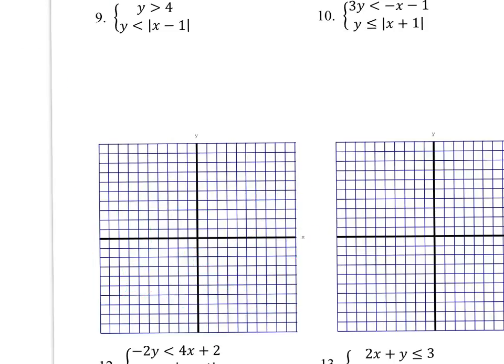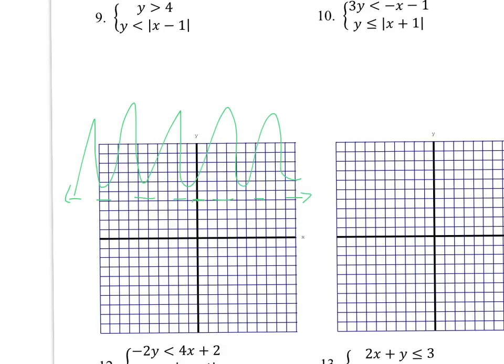Alrighty, next one. Y is greater than 4. So first I go 1, 2, 3, 4. Here's where y is 4. That tick mark goes left and right. This one should be dotted, because there's no line underneath, because it's not or equal to. So this one's a dotted straight line left and right, because we have y. And it says y is greater than. Here's where y is getting larger.